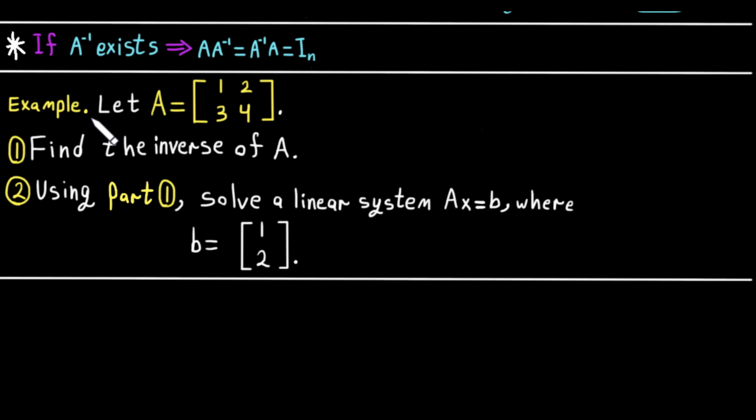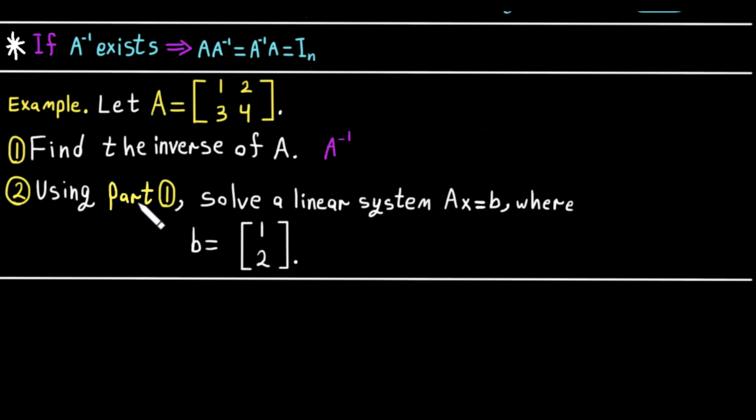In this video, we'll find the inverse of a matrix and solve a linear system. Here we have an example. Let the matrix A equal 1, 2, 3, 4. The first question, find the inverse of A. So here in this question, we want to find A inverse.